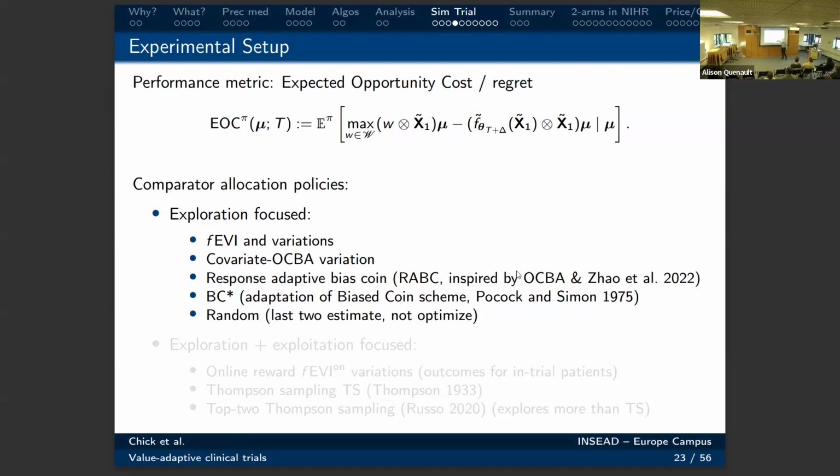We took the response adaptive bias coin. It's inspired by a few people working quite a lot in trials. We looked at a variation on the bias coin of Pocock and Simon, and then just random assignment. Now, the bias coin scheme and the random are more about estimating parameters rather than optimizing treatment. So you don't necessarily expect them to do great, but it'd be interesting to see how well they perform here.